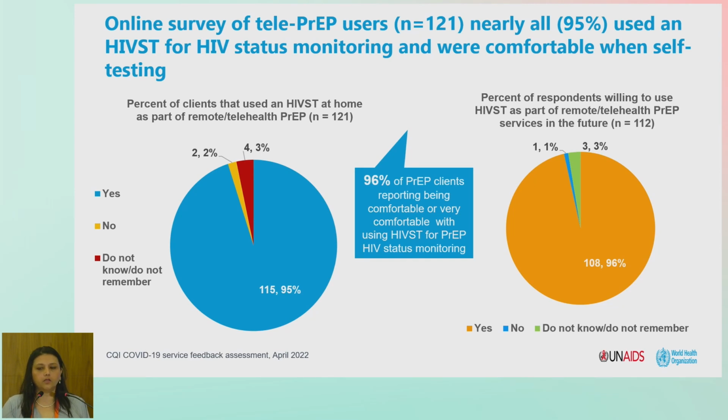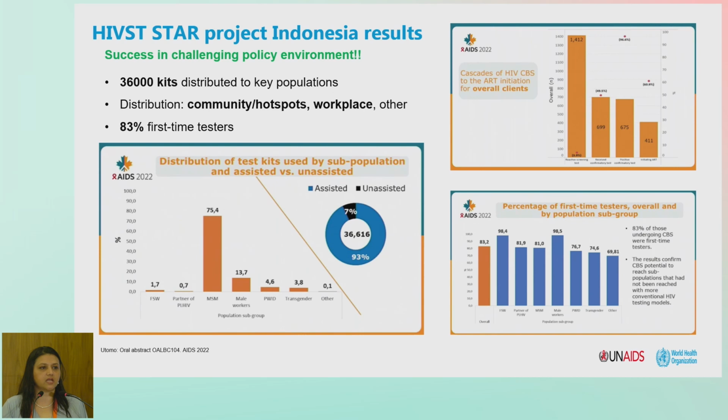Just wanted to bring to your notice some information that we now have on PrEP users. 95% of the PrEP users said that they used a self-test kit at home before they initiated or continued PrEP, and 96% of them said that they would use self-testing in the future as well for PrEP initiation or continuation. These are some results from the STAR Indonesia HIV self-testing results. It shows a very high percentage of kits that were distributed and a high percentage of people, 83%, who were first-time testers. These were people who were never tested before, and obviously we had missed them through our programs in the past.